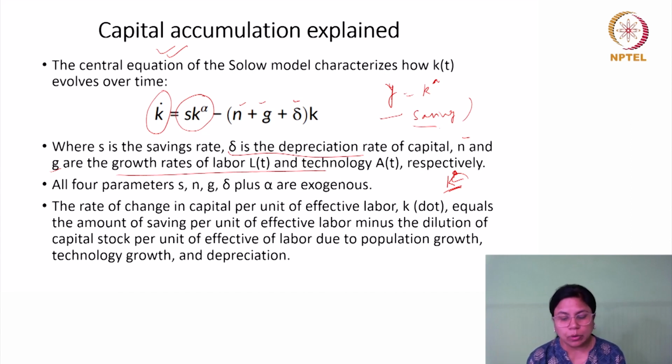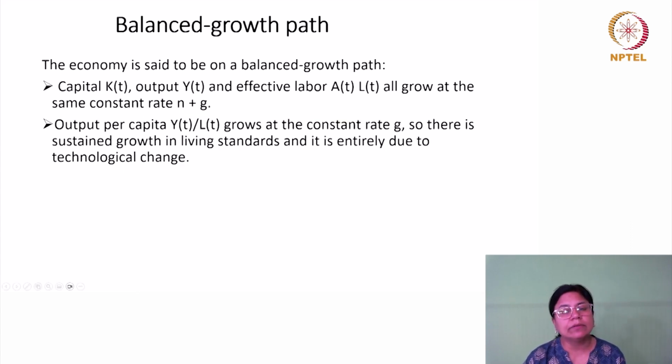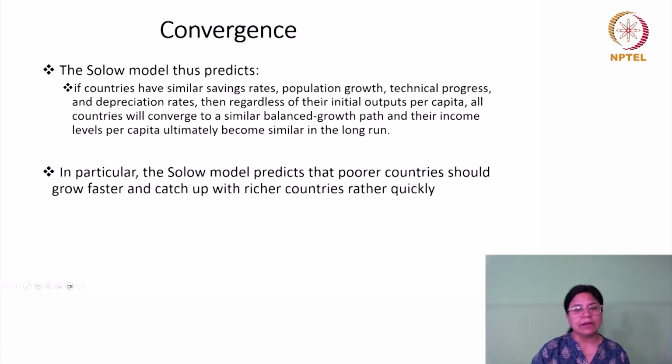If you put it plainly, no matter what the initial stock of capital is, you will find that in the long run, the growth rate will get closer and closer to what you call k star, which is your steady state of the growth. So the economy is said to be in a balanced growth path when your capital, output and effective labor all grow at the same constant rate, that is n plus g, and output per capita grows at the constant rate g. So there is a sustained growth in the living standards, and it is entirely due to the technological change.